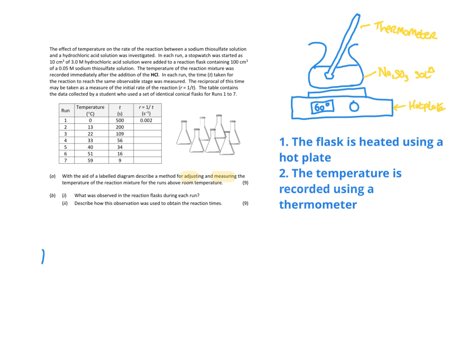Now, part B of this question then, part 1, it says, what was observed in the reaction flask during each run? So we know from our studies of this experiment that with each run, over time, a cloudy precipitate will appear, and this cloudy precipitate is from the element sulfur forming in our conical flask. So for B part 2 then, it says describe how this observation was used to obtain the reaction times.